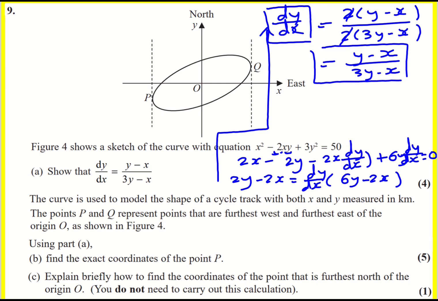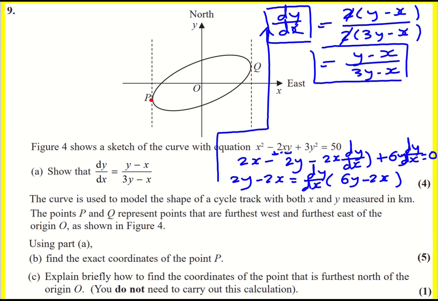The curve is used to model the shape of a cycle track with both x and y measured in kilometers. The points P and Q represent points at the furthest west and furthest east of the origin. Using part A, find the exact coordinates of the point P.